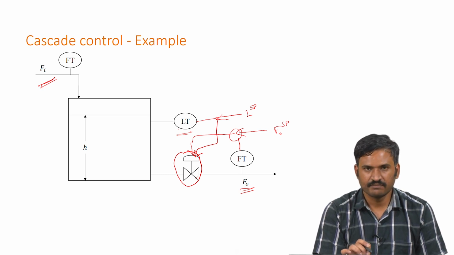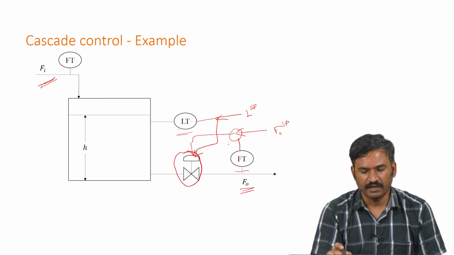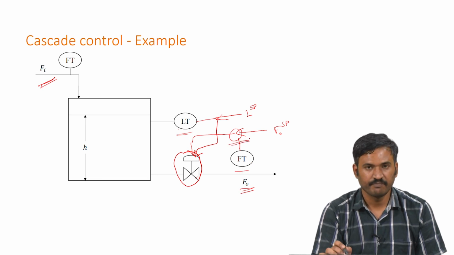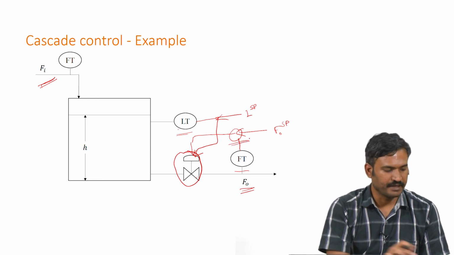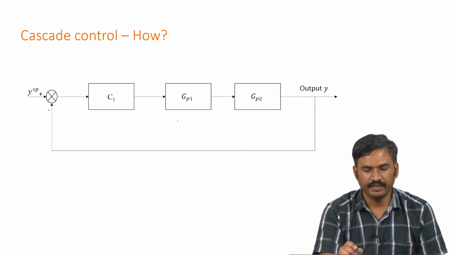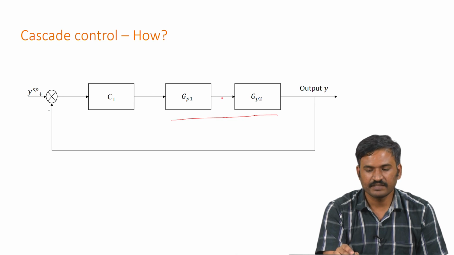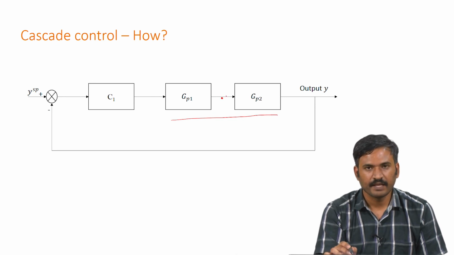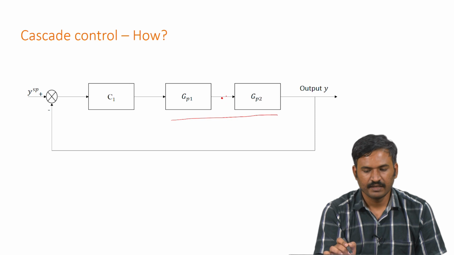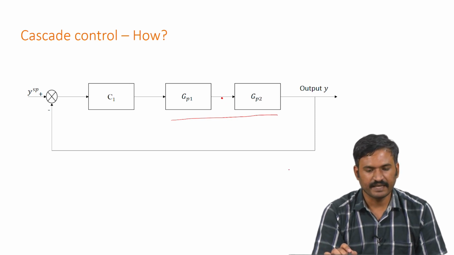controlling by introducing another controller in addition to this flow control valve. Let us see how it can be done. Suppose we can decompose the process into two different processes, and we can measure the intermediate variable. Then this is how it will look without any cascade control.